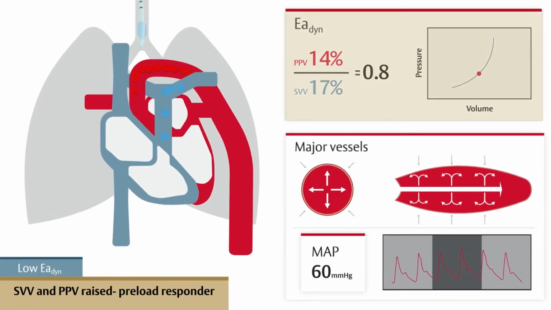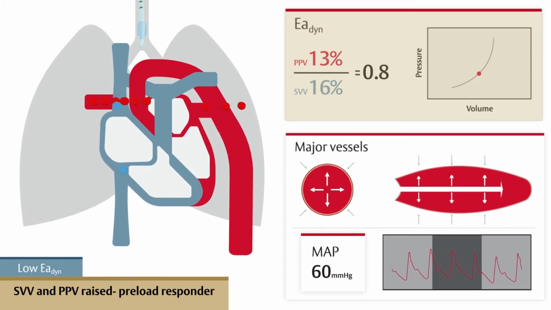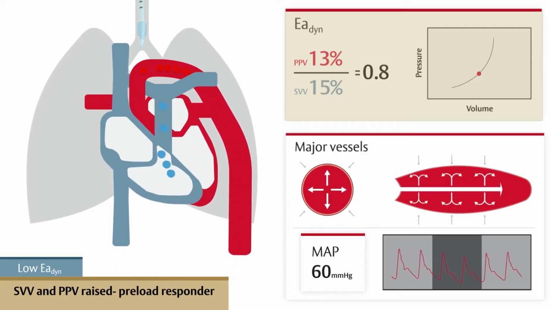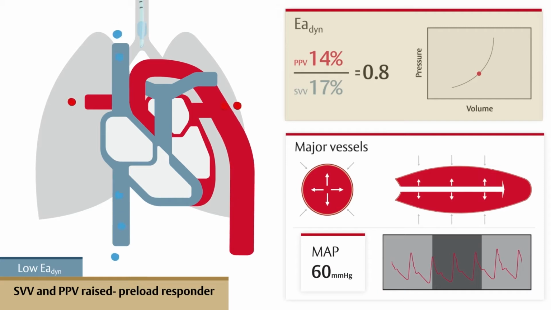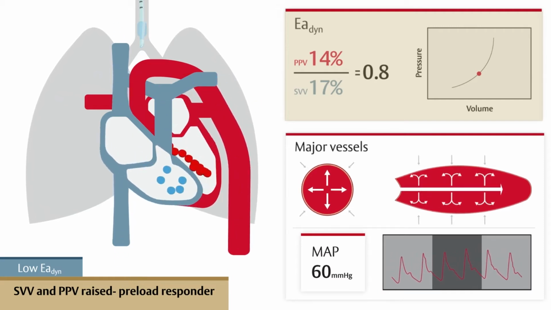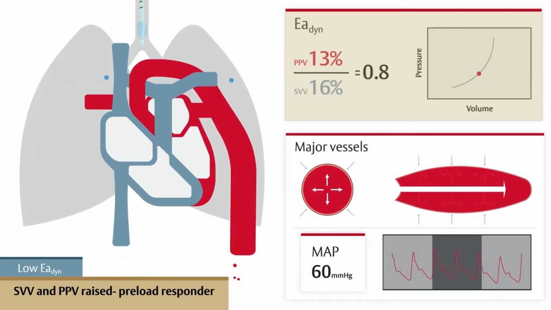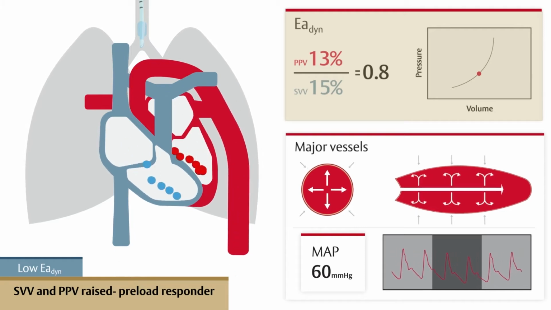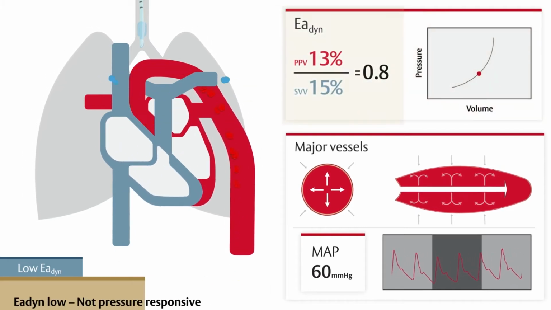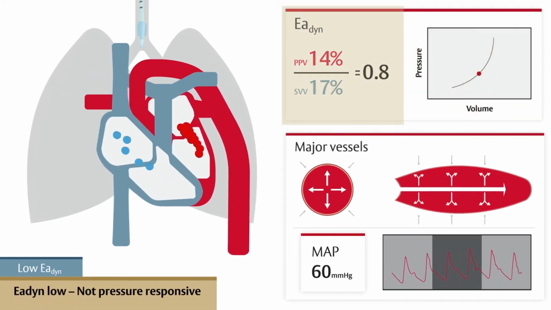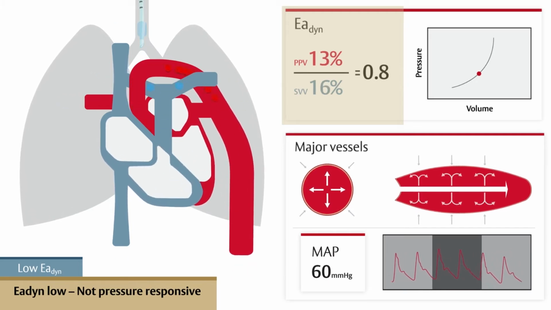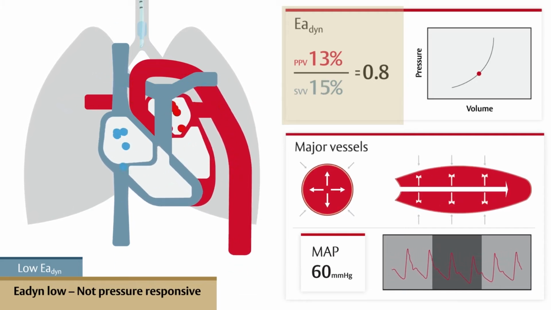The patient is preload responsive and hence fluid responsive, as indicated by the high stroke volume variation and pulse pressure variation. Because of this, we know that administration of a fluid bolus will increase stroke volume. EaDyn is low. A low EaDyn means that the patient will not increase their mean arterial pressure to a fluid bolus, even if they are preload responsive.